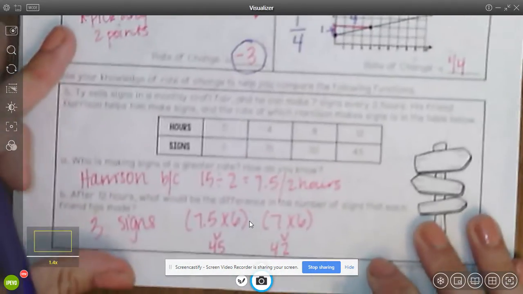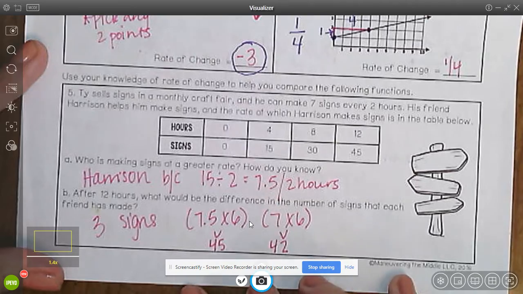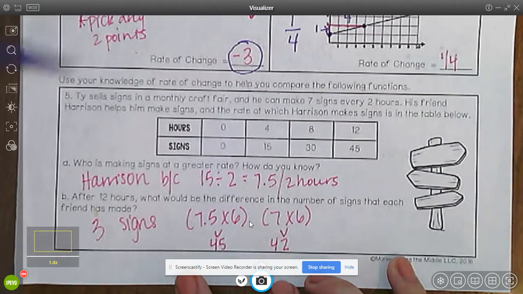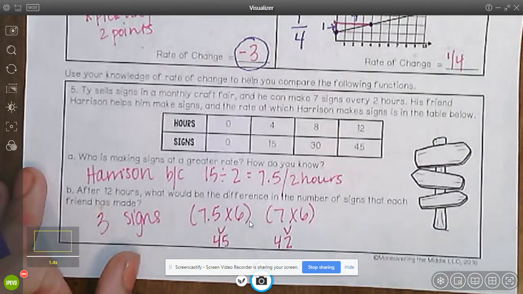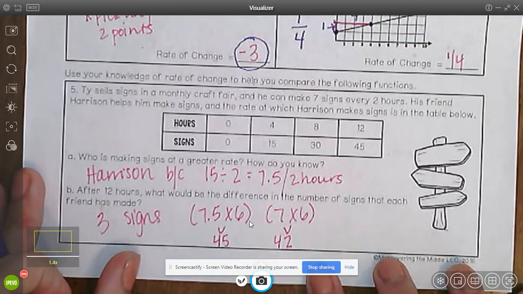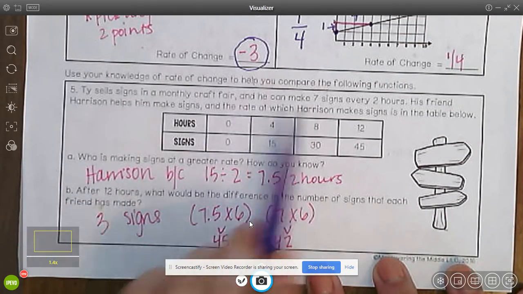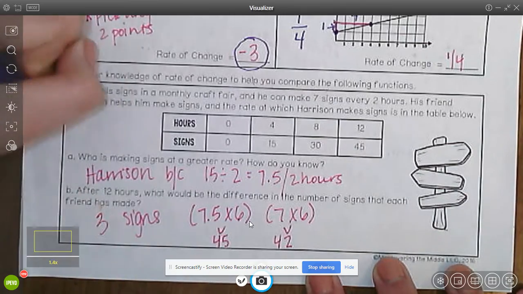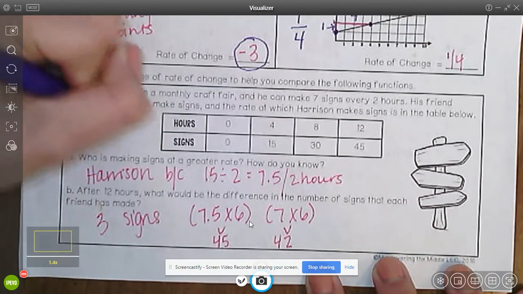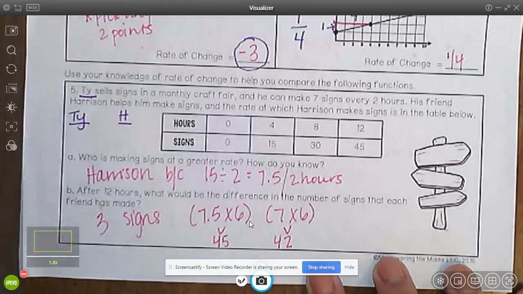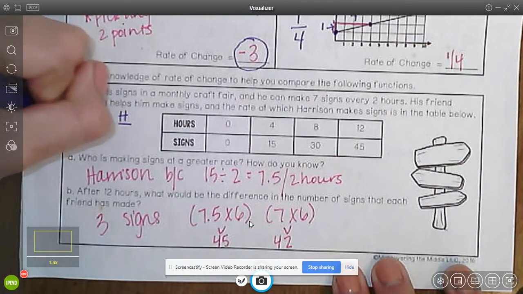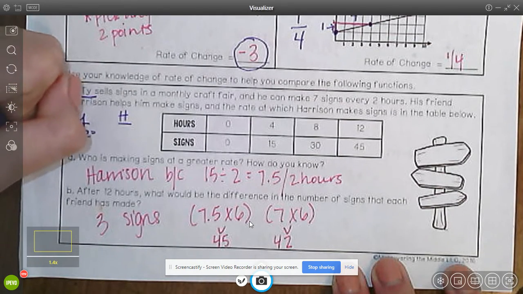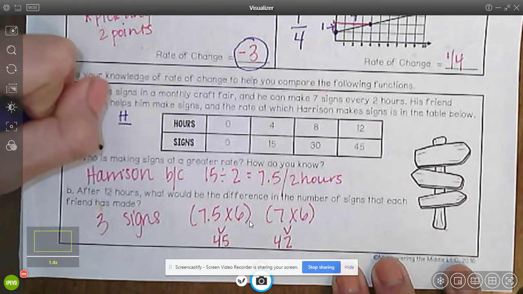Okay, for the next task, this is where we're actually going to start comparing. So, question number 5 says, Ty sells signs in a monthly craft fair, and he can make 7 signs every 2 hours. His friend Harrison helps him make signs, and the rate at which Harrison makes signs is in the table below. So, first of all, for Ty, we're comparing Ty and Harrison. I'm just going to put Ty, and then I'm going to put H for Harrison. Okay, Ty can make 7 signs every 2 hours. 7 divided by 2 is a rate of 3.5 per hour.